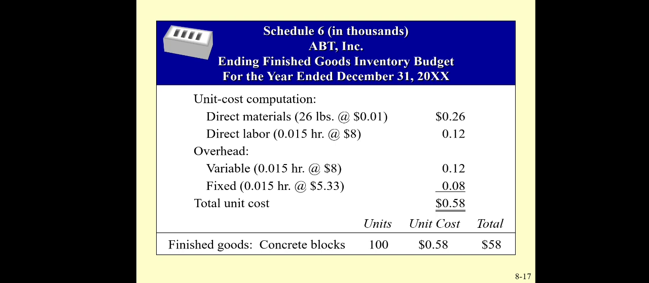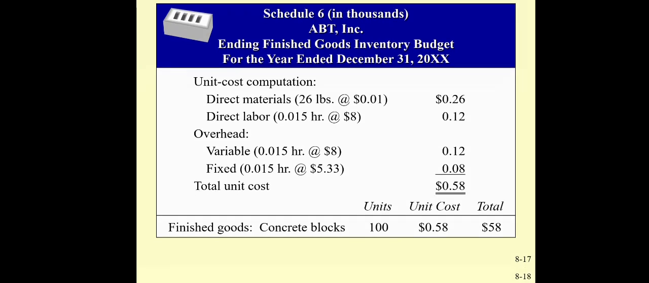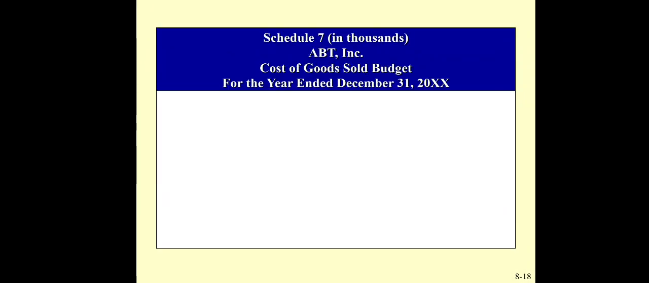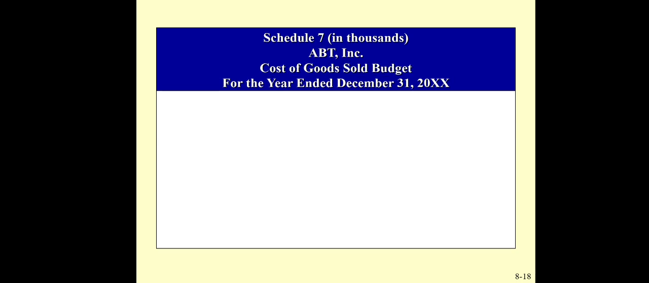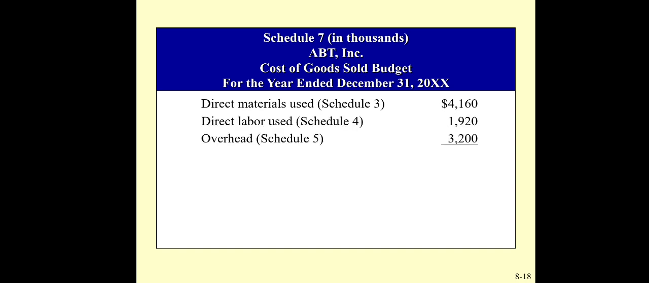Okay, this is the calculation for the unit cost first, and then the next thing is the ending finished goods inventory cost. Remember, the finished goods is 100 units, and the cost for the finished goods is $58. And then the cost of goods sold budget.